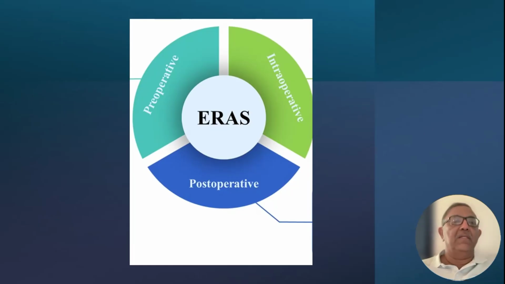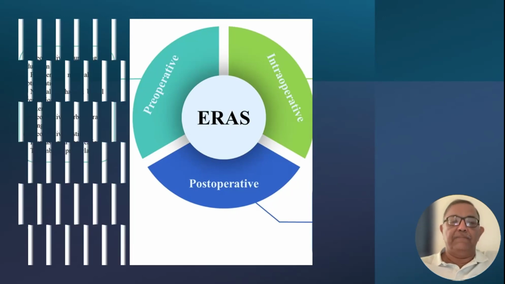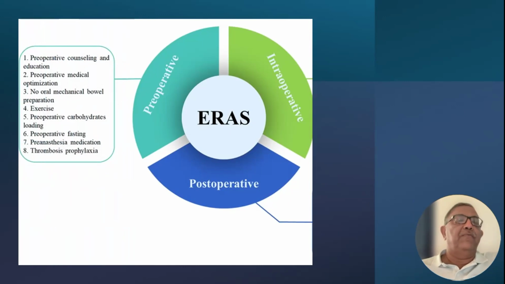So, in essence, ERAS is 3 major components. The preoperative component that we have talked about, then we have the intraoperative component and the postoperative component. So all these 3 different components are extremely important in achieving the goals of ERAS. So preoperative, as we've talked about, counseling, medical optimization, including diabetes if a patient has one, obviously irrespective of the complexity of procedure, mechanical bowel prep is no longer used. Exercise improves the tolerance of the patient, and ability to heal and get well soon after surgery is extremely important.